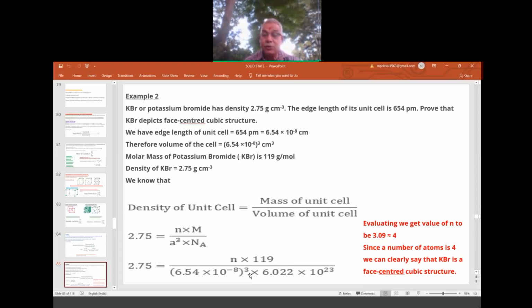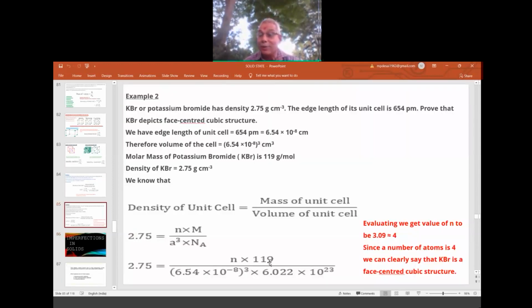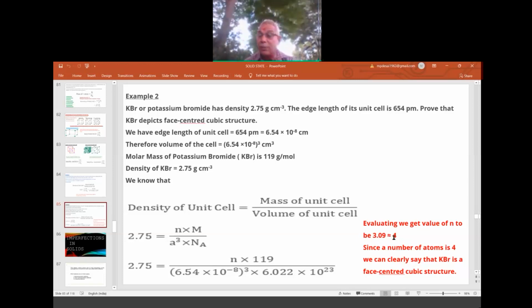So you just cross multiply. So evaluating, we get value of n equal to 3.09. That is taken approximately as 4, because the particles are not in fractions, they are rounded. So it is taken as rounded to 4.